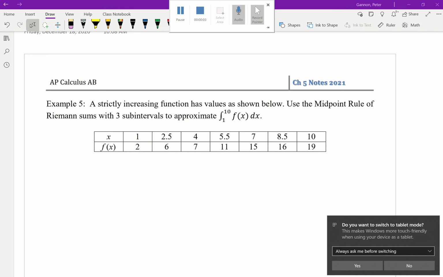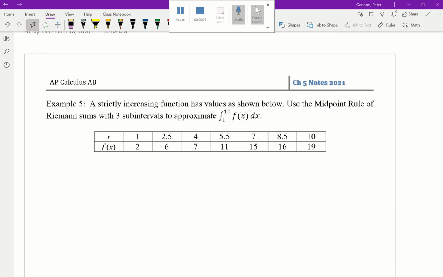Welcome to part 3 of the 5.4 notes. So again, guys, what I would recommend you do is pause the video, give the example a try, and then see how it went.